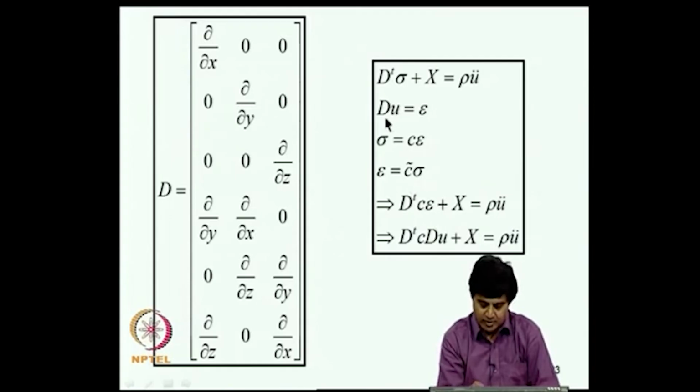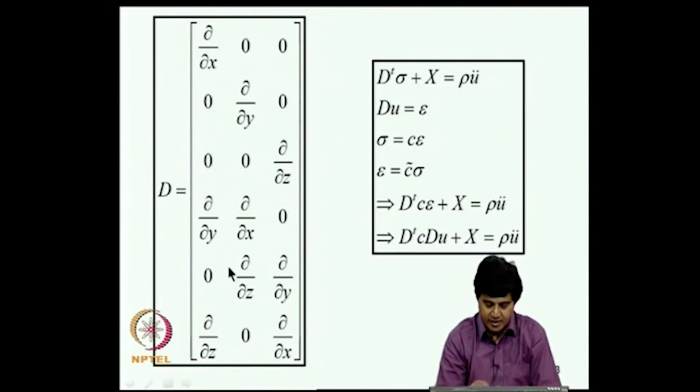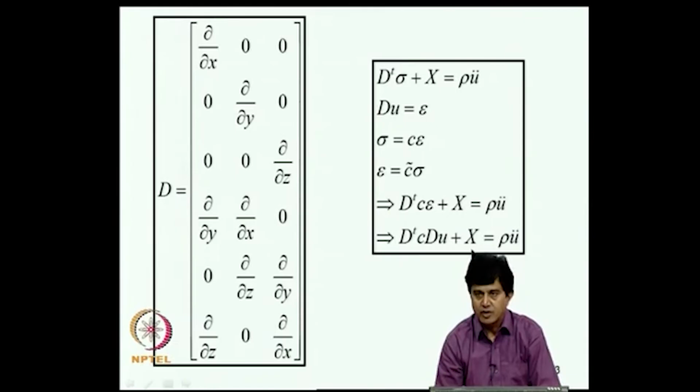If I write that, I get these as the governing equations, where the equilibrium equations, strain displacement relations and constitutive laws are all captured, and the final equations are written in terms of displacement components. So, D is this operator, C is the constitutive matrix of the constitutive laws, and x is the vector of body forces.